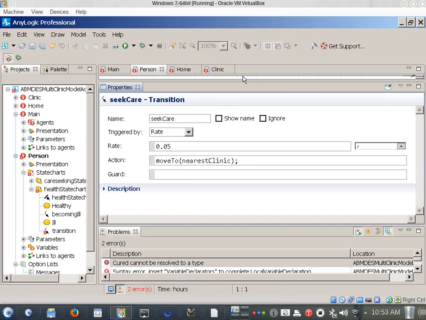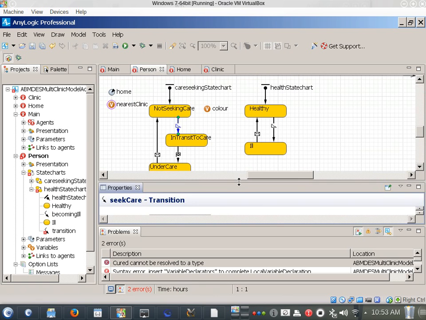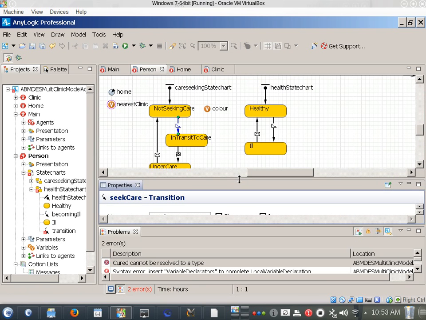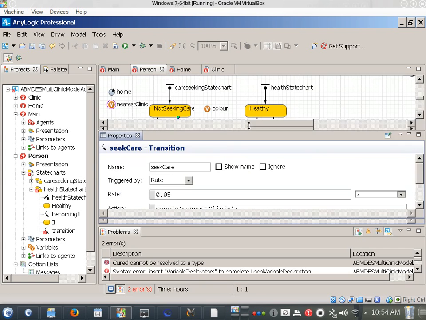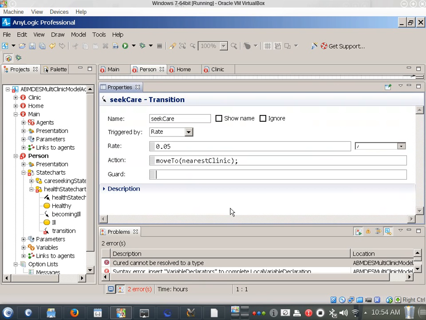So what I'd like to do here is have something that says they're ill. How do we determine if they're ill? If we look at this person, how do we say if they're ill? Yeah, the health state chart. Okay, so basically this will be health state chart dot is state active, and what's the state?